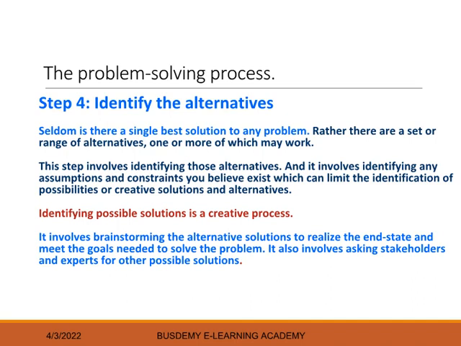And it involves identifying any assumptions and constraints you believe exist which can limit the identification of possibilities or creative solutions and alternatives. Identifying possible solutions is a creative process. It involves brainstorming the alternative solutions to realize the end state and meet the goals needed to solve the problem. It also involves asking stakeholders and experts for other possible solutions.